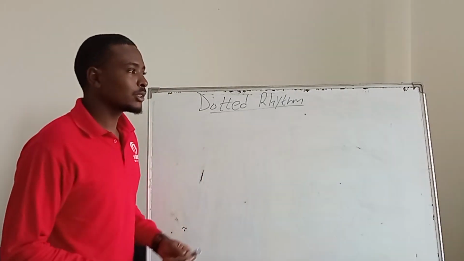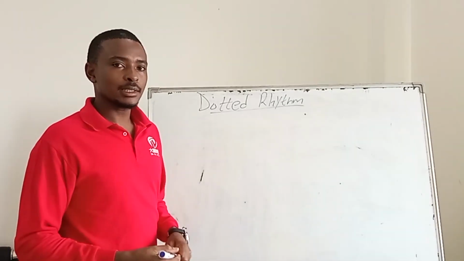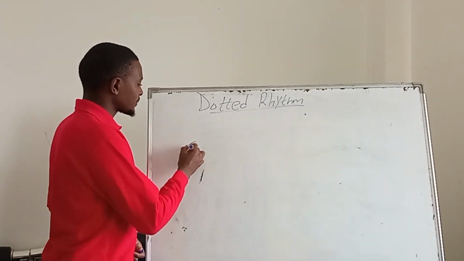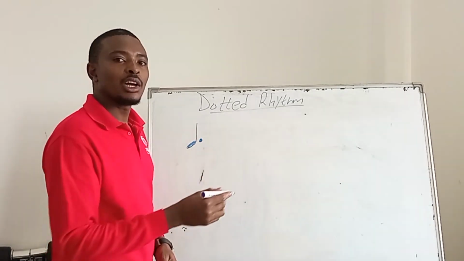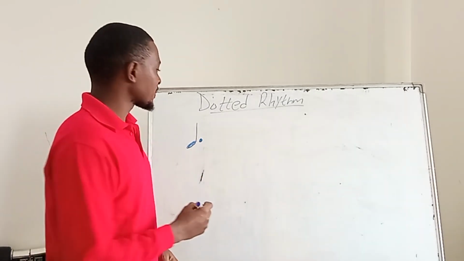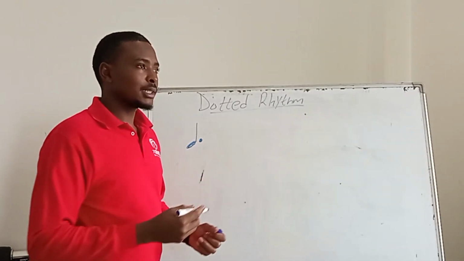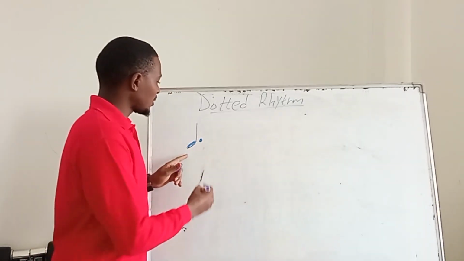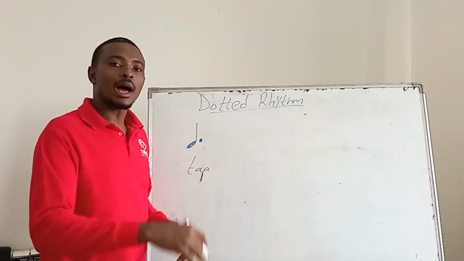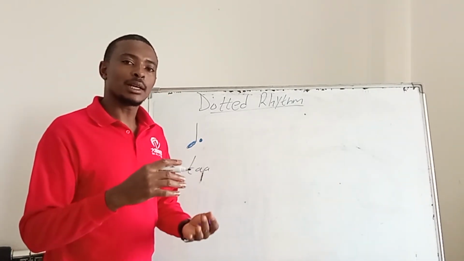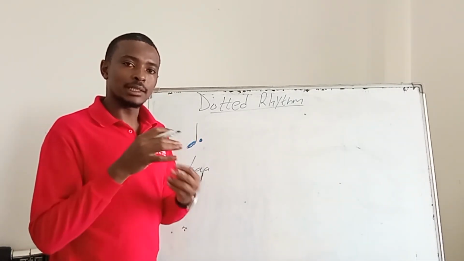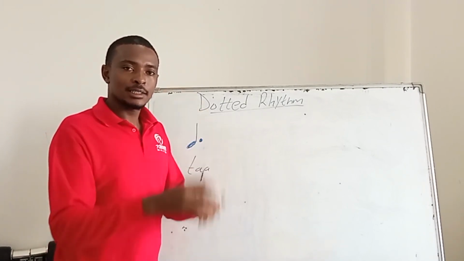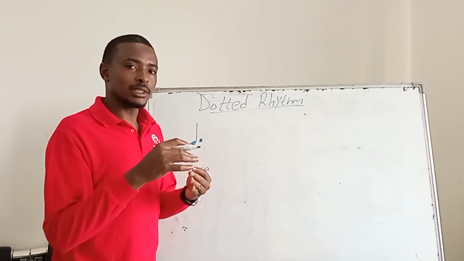So in our lesson, dotted rhythm, what is a dotted rhythm? An example, you will have a crochet that has a dot on its right hand side. What is the meaning of this dot? We know the value of one crochet is "ta". A one crochet will give you one full beat in simple time signatures. Ta, that is just one crochet.